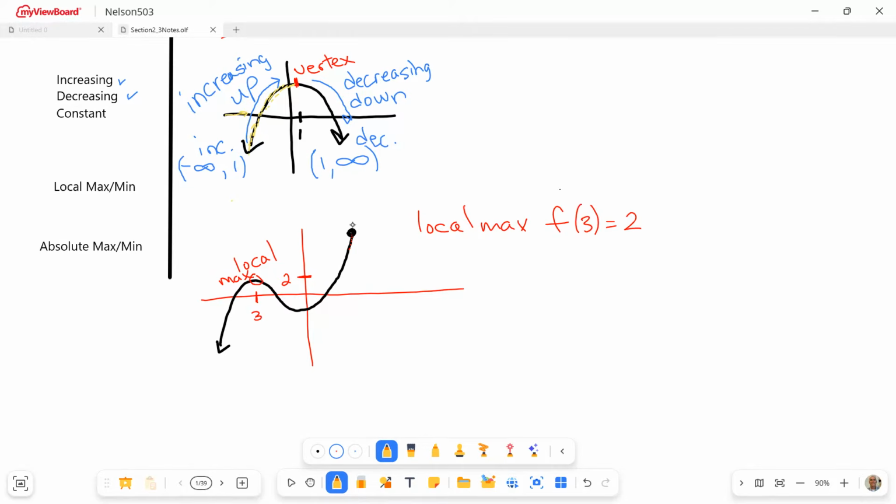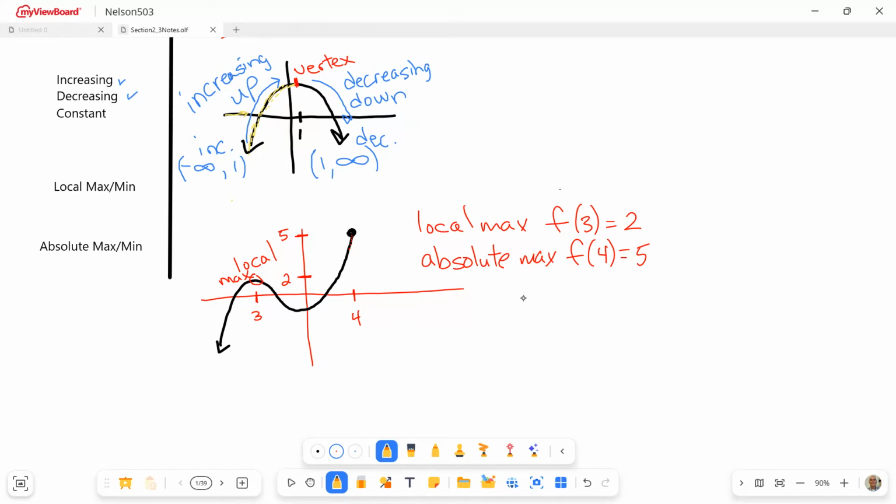And then let's say you have an absolute maximum at, let's say, 5. Okay, so out here, let's say this is 4. So then you say absolute max at f of 4, which was equal to 5.